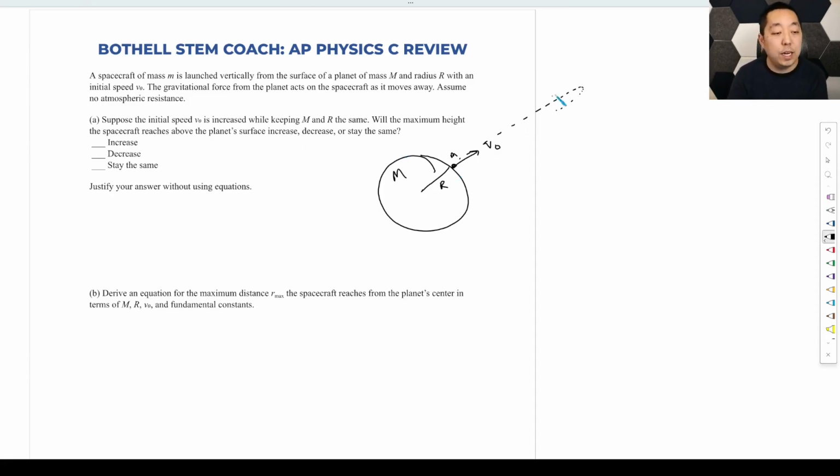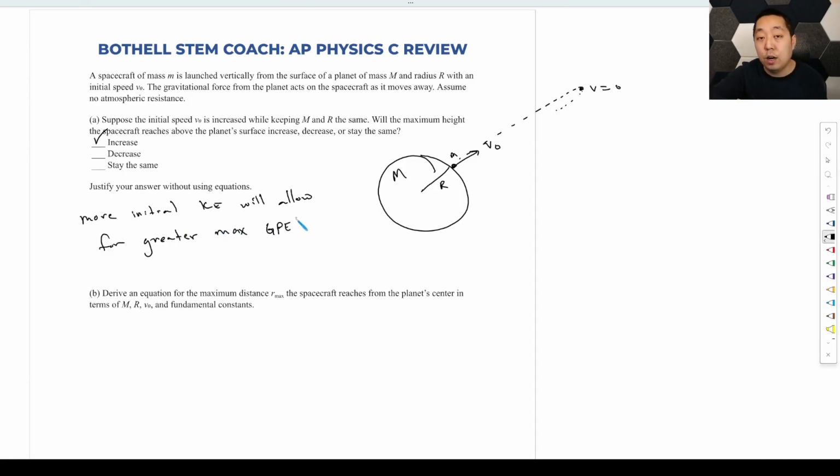So basically, from an energy point of view, our system is going to be the planet and the mass of the spacecraft. When we start with more kinetic energy, we're going to end up with more gravitational potential energy at the maximum height, because the velocity is 0 at the maximum height. That's what we remember from kinematics: max height, velocity 0. So we're going to convert it all into gravitational potential energy. So it's going to increase, because more initial kinetic energy will allow for greater maximum gravitational potential energy. Remember, the higher we are, the further we are away, the more gravitational potential energy there is.